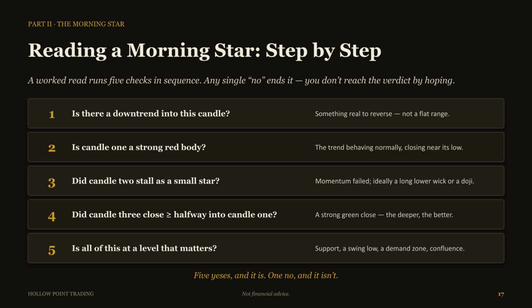Reading a morning star involves 5 sequential checks. These are a downtrend, a strong red candle 1, a small star for candle 2, a candle 3 close at least halfway into candle 1, and the presence of a relevant level. All 5 must be a yes for the pattern to be valid.